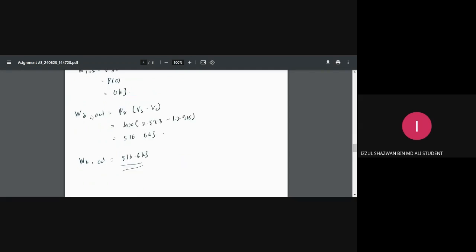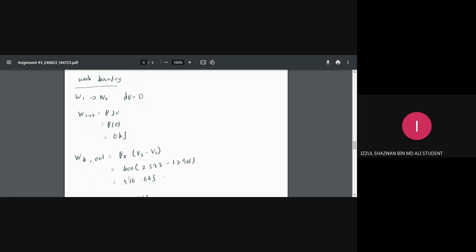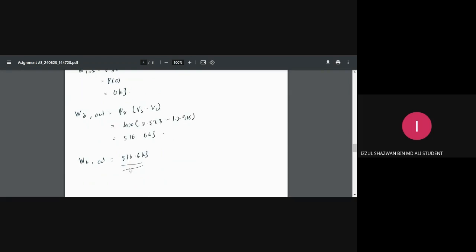However, from there on, we need to use WB out equal to P2 times V3 minus V1. We key in the formula: 400 times 2.583 minus 1.2915. We get a final answer of 516.6 kilojoule. Since 0 plus 516.6 is the only contribution, 516.6 kilojoule is the final boundary work done.